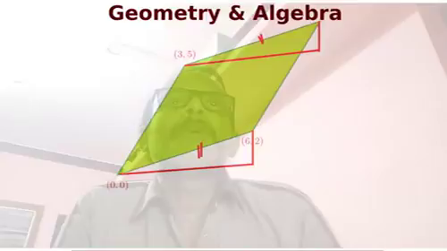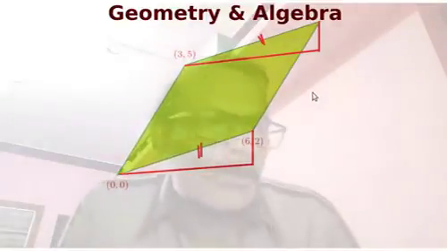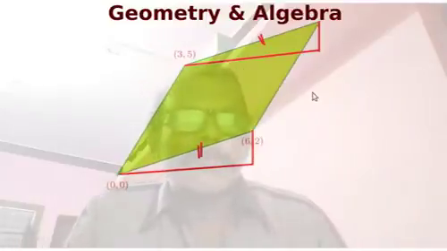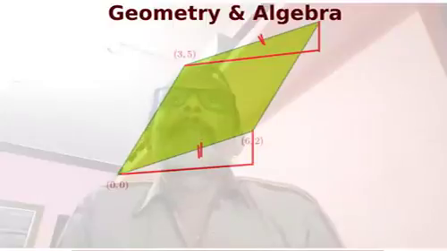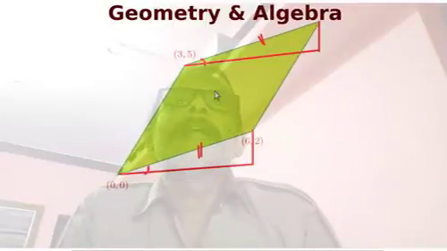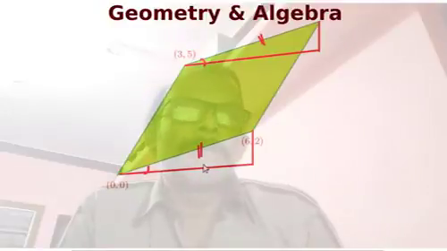The hypotenuses of these two right triangles are equal because they are the sides of the given parallelogram. In a parallelogram, the opposite sides are equal, so these two lines are equal. Then what about this one? Which one? This angle and this angle are equal.